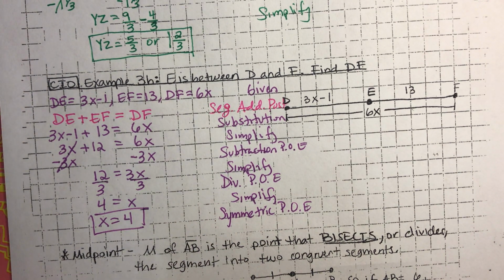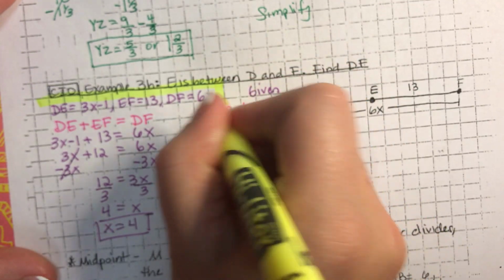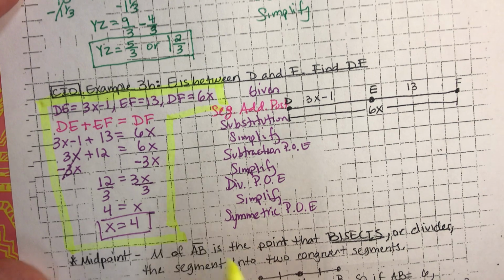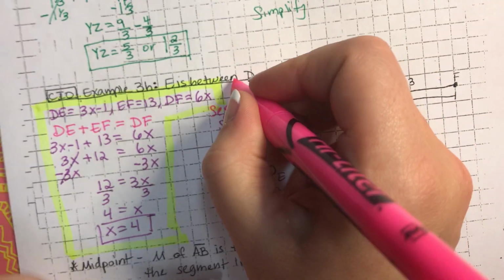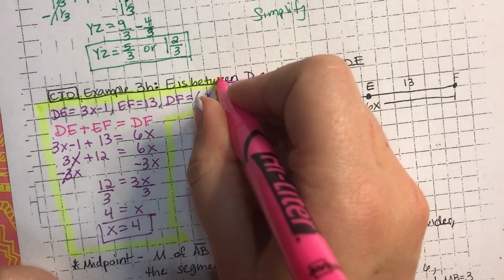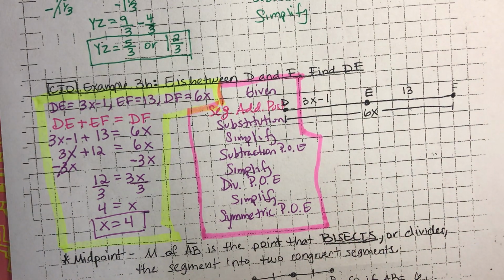You should have this right here, and it should look exactly like mine. If it doesn't, change it, erase it, make it look like mine. If you went ahead and you did all this too, awesome job. That is amazing. Okay, good work, good work, good work. All right. So that is it for example 3.